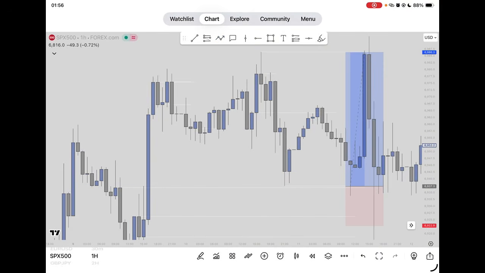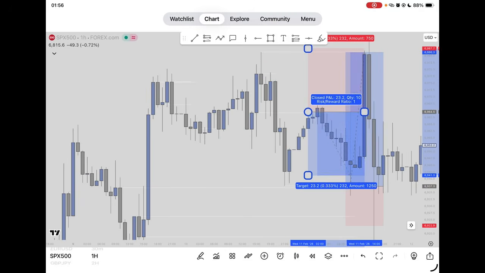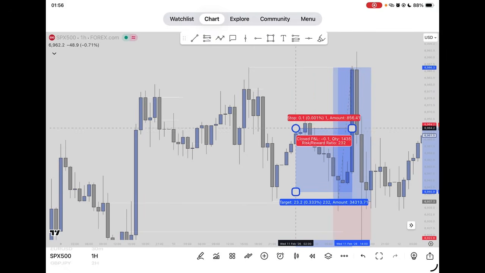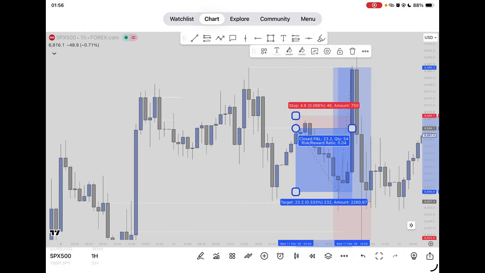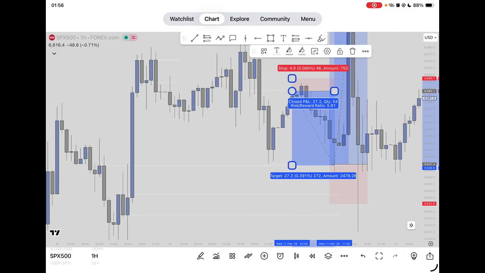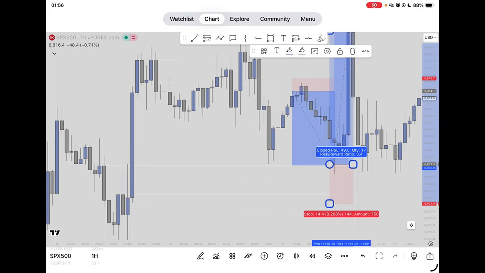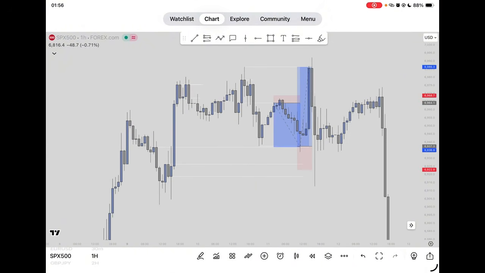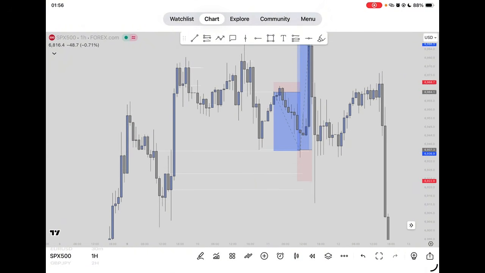Do you understand? If you were on this, you would have gotten something like this, probably a few pips to here, to the next. It would have been like this. Do you understand? This is what would have happened.